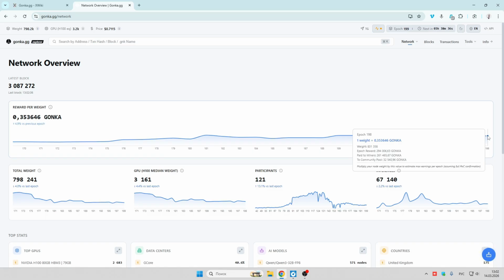0.35, 36, 46 G and K. And here's another interesting thing. It's important for you to understand. Take a look here. This is the total weight for the previous epoch, 198. Now it's 199, and before it was 198. Then epoch rewards is how many total rewards were distributed specifically in this epoch.